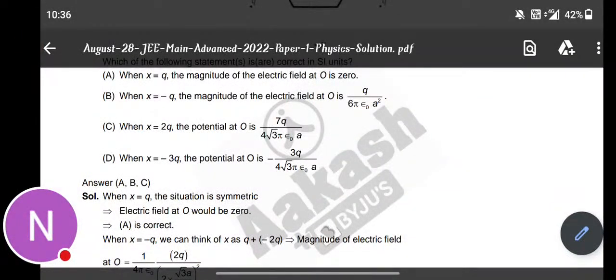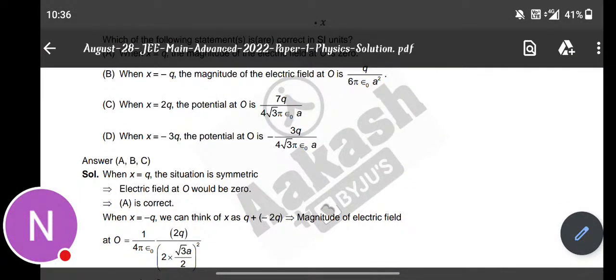Option D: when x is equal to minus 3q, the potential at O is minus 3q by 4 root 3 pi epsilon naught a.